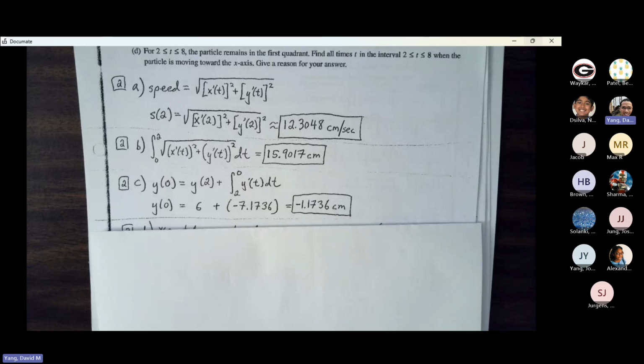And the reason that we can ignore the x values is because it's only asking for the y value change, the y value location.